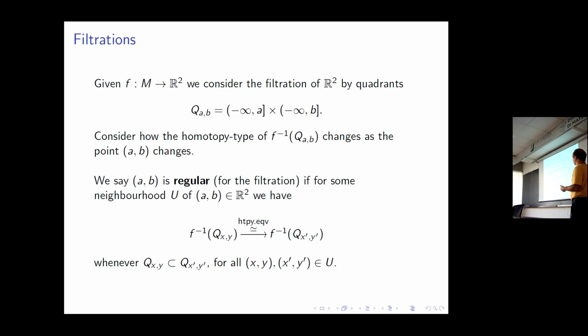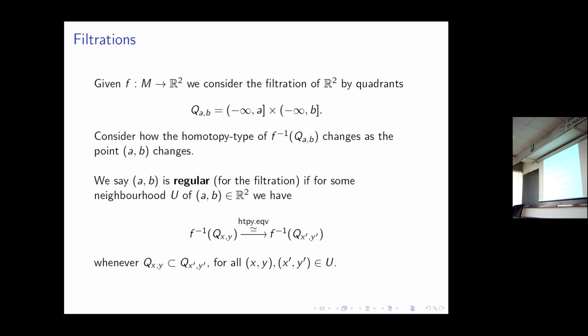Some terminology we like to use, and again, there's not a ton of standard terminology out there for two-Morse functions. We're just making it up, whatever's convenient for us. And we try to make it consistent with traditions of Morse theory, but probably other people have other definitions. So a point is regular for the filtration if in some neighborhood of that point in the plane, whenever you have a map from one preimage of a quadrant to another, so whenever they satisfy the poset relation, that induced map is a homotopy equivalence. So that would be one definition of regular.